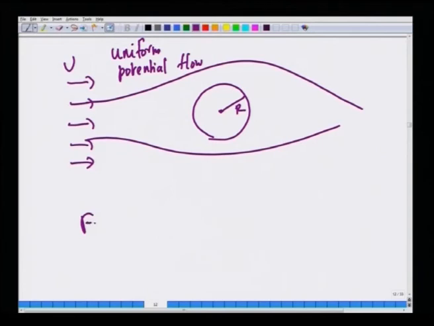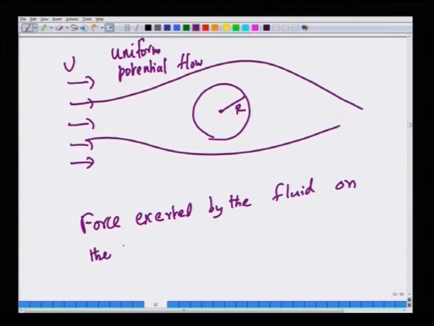So, the force exerted by the fluid on the cylinder is identically equal to 0. This comes as a surprise in the potential flow limit.